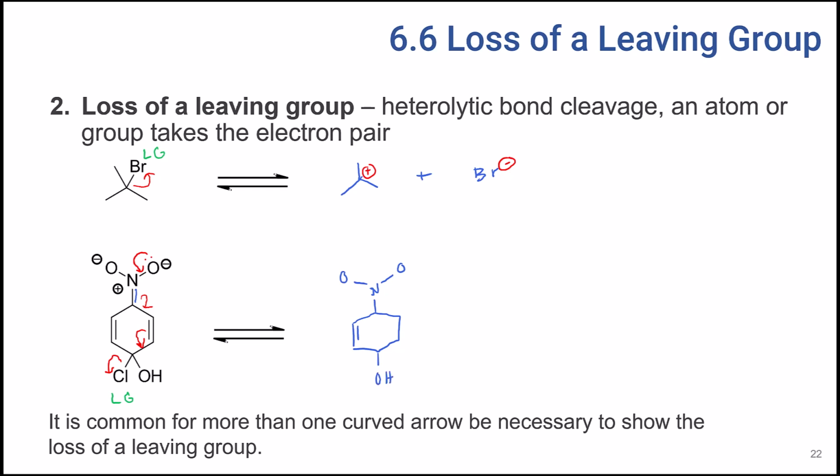So my new bonds that formed are here, there. The positive is still on the nitrogen, and I form a double bond there, and then my leaving group was the Cl minus.